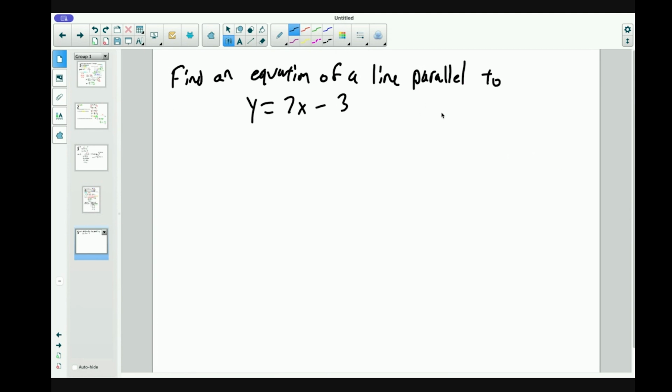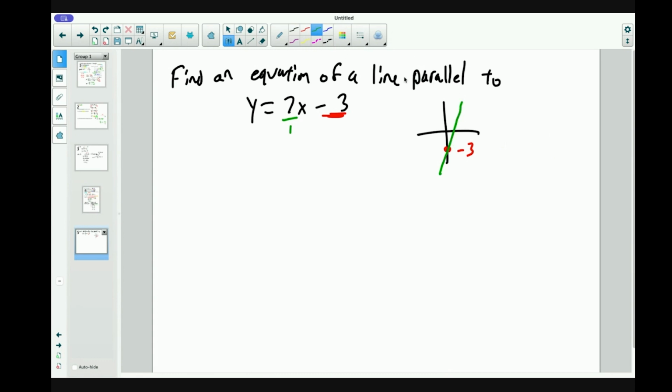So to do this, let's start off by drawing a quick little sketch here. So 7x minus 3, we're going to start off with our y-intercept. It's going to be down here at negative 3. And our gradient is going to be 7. So because it's positive, it's going to move up. So it means that we're going up 7 and 1 to the right. So it's going to be fairly steep. It's going to look something like this.